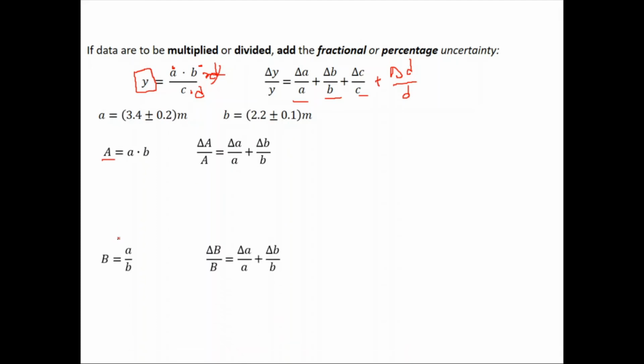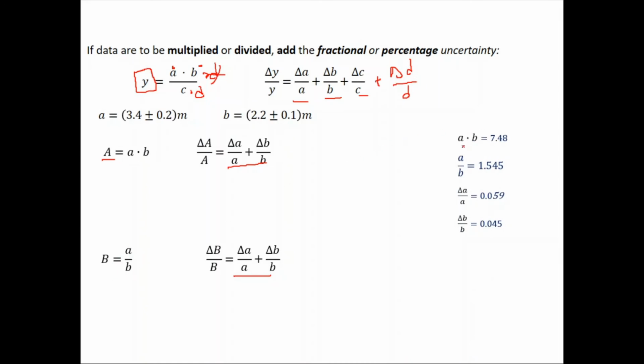And also assume we are interested in a over b, for example. In this case, again, even though this is division, we are going to calculate the uncertainty. Delta B over B is equal to delta a over a plus delta b over b. As you see, this one and this one are completely the same. In the case of multiplication and division, we are going to sum them up. So let's do our calculations for a times b and for a over b.